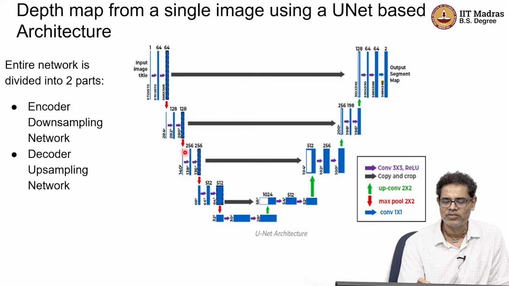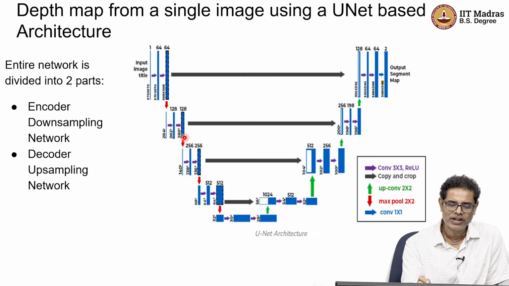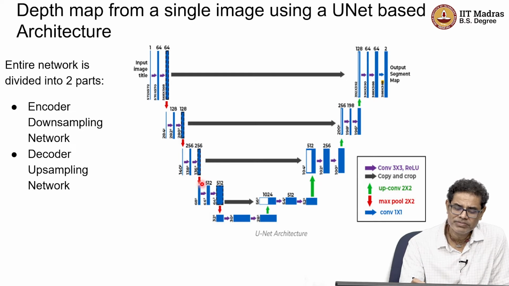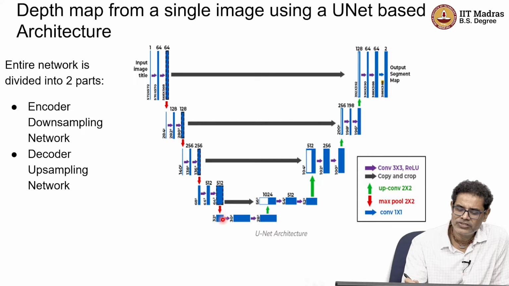Then again you do downsampling via max pooling, and again you are doing convolution. Again the number of channels is even more. So as you go deeper and deeper, you are doing more and more downsampling, and increasing the number of feature channels. So here it is like 512, yeah. That is what you come up to, and then again you do a downsampling.